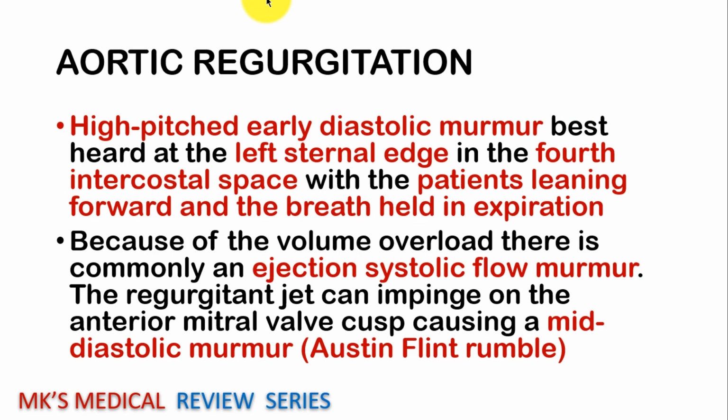Then moving on to aortic regurgitation, this is going to be a high-pitched early diastolic murmur that is best heard at the left sternal edge in the fourth intercostal space, with the patient leaning forward and breathing out, held in expiration. Then because of the volume overload, there's going to be commonly an ejection systolic flow murmur. And the regurgitant jet can actually impinge on the anterior mitral valve cusp, causing what is referred to as a mid-diastolic murmur, or an Austin Flint rumble.